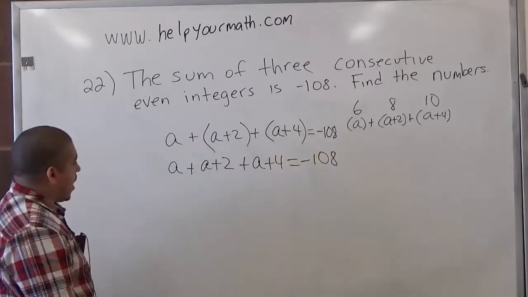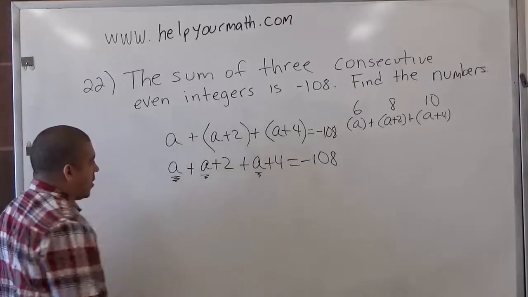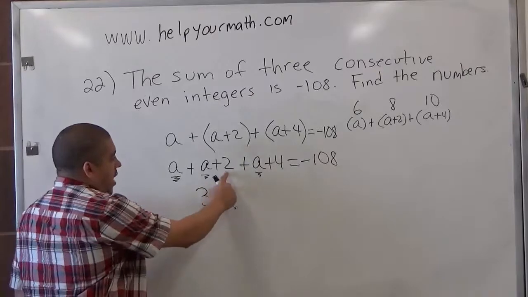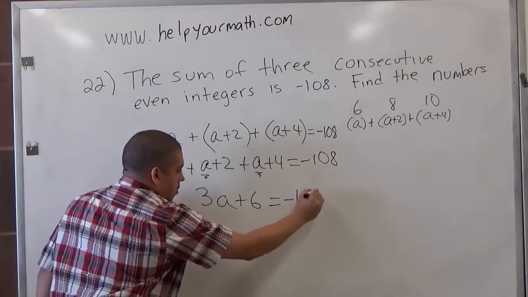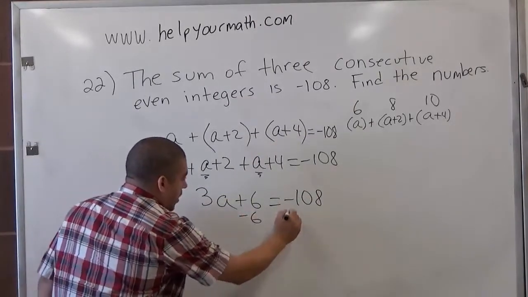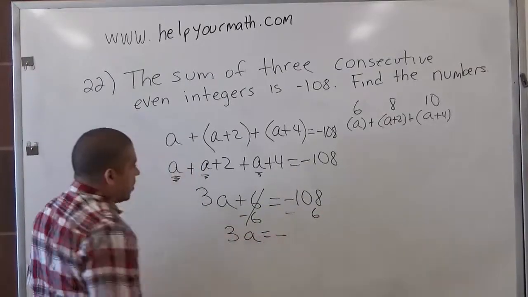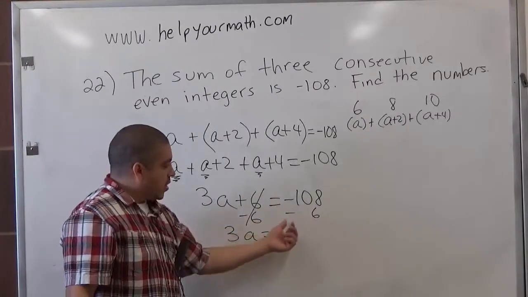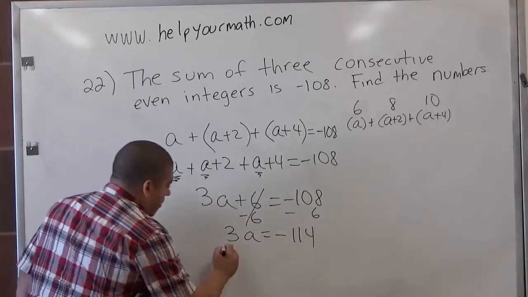So now I'd like to combine my variables. I have an A here, an A here, and an A here, and together I get 3A, and then I have a 2 and a 4, and together I get 6. And then I would have to subtract 6 from both sides. So then I have 3A equals negative... When you're adding two negative numbers, you just add the numbers and keep the sign. So it's negative 114. And then we're going to divide by 3.